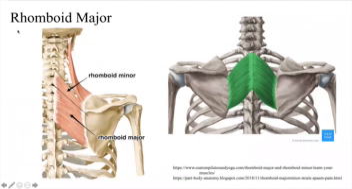The first muscle we discussed in this lab was the rhomboid major. It is a rectangular shaped muscle, as you can see in this image, and its medial attachment point is the spinous process of the thoracic vertebrae from T2 to T5, as you can see in this image. Its lateral attachment point is the medial border of the scapula, which is found right here.